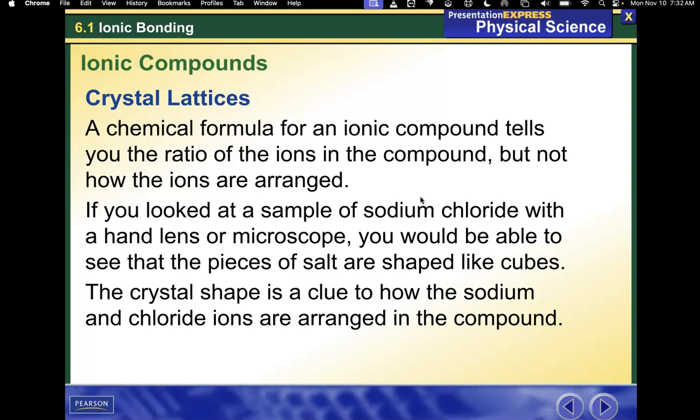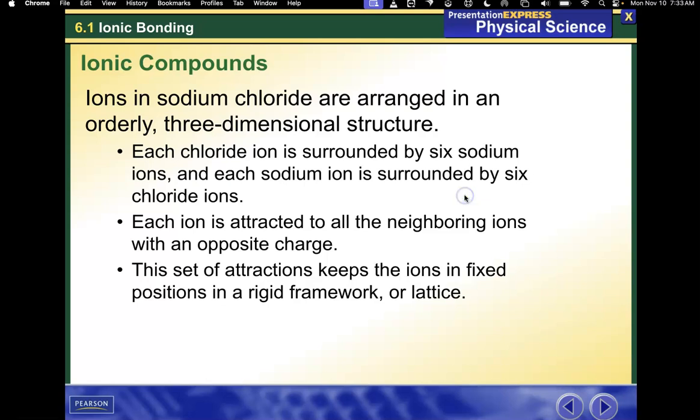Crystal lattice. A chemical formula for an ionic compound tells you the ratio of the ions in the compound, but not how the ions are arranged. If you looked at a sample of sodium chloride with a hand lens or microscope, you would be able to see that the pieces of salt are shaped like cubes. The crystal shape is a clue to how the sodium and chloride ions are arranged in a compound.